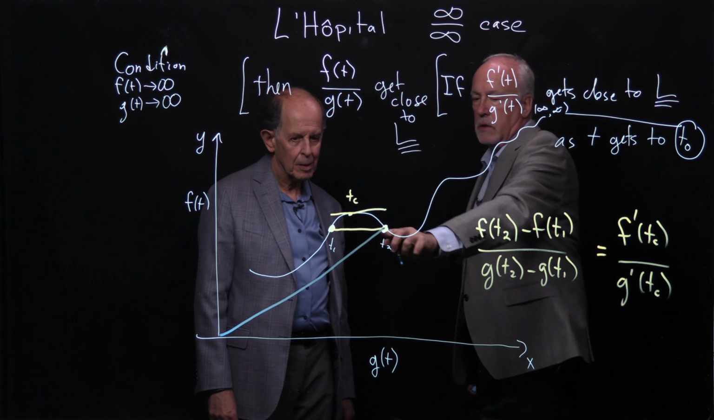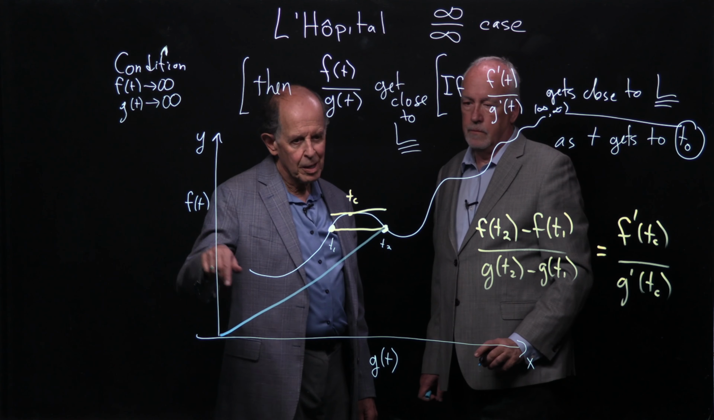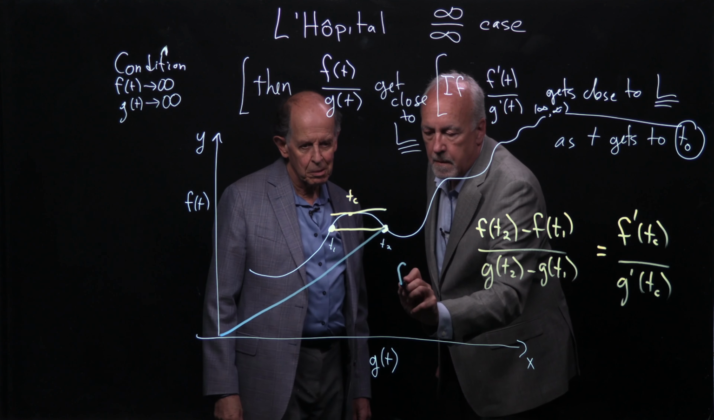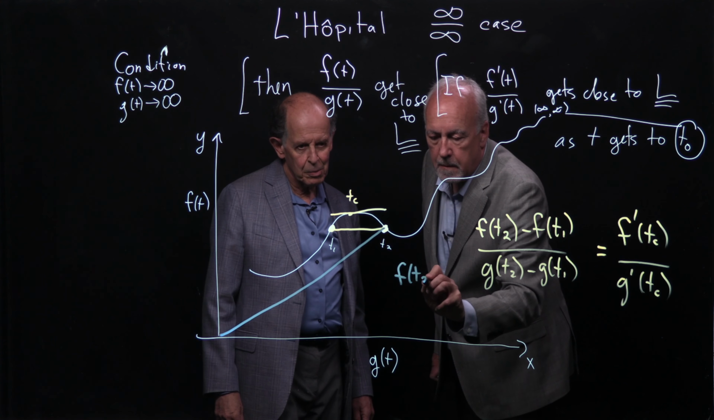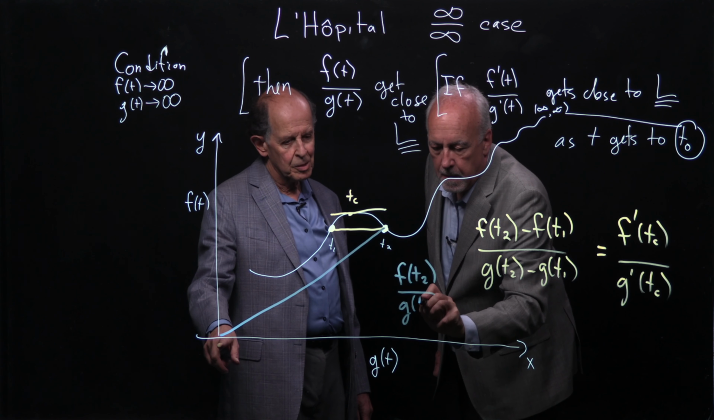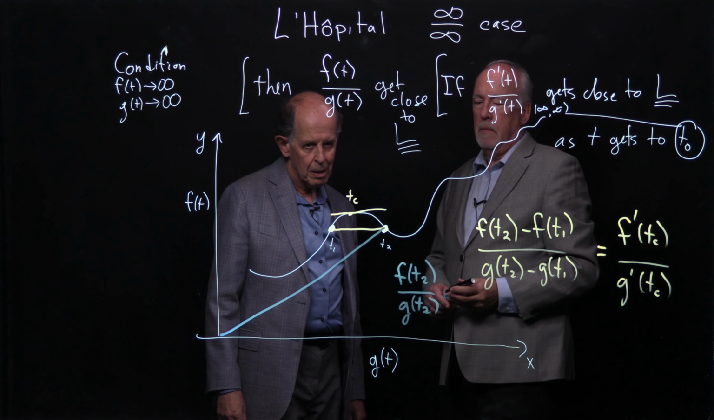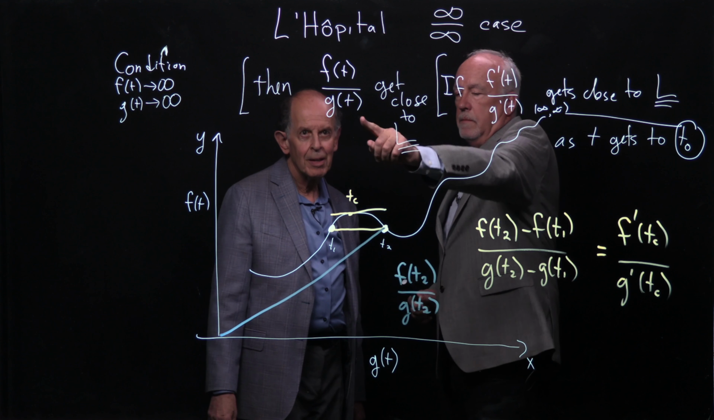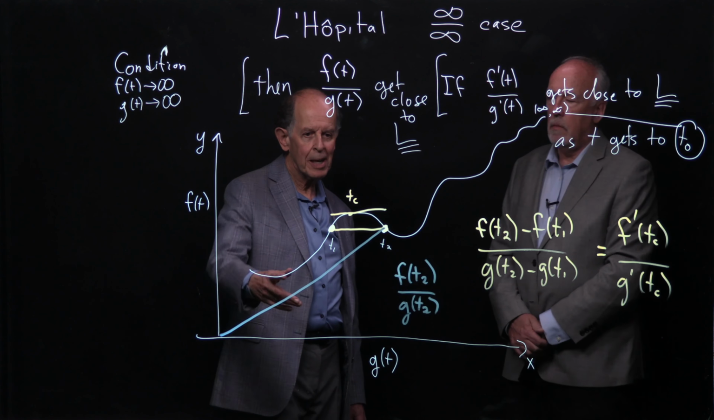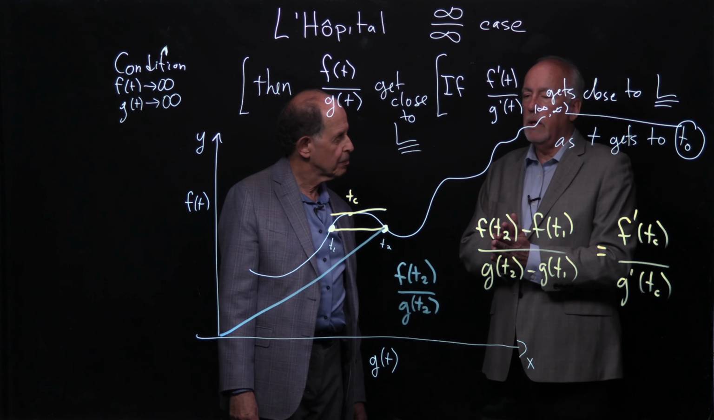And what's the slope of this curve? Well, it's just going to be rise over run. So the rise is going to be f of t2, and the run is going to be g of t2, assuming that we start right here at the origin at 0. So we have three lines here to consider.